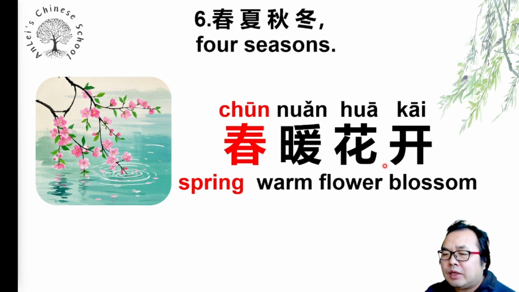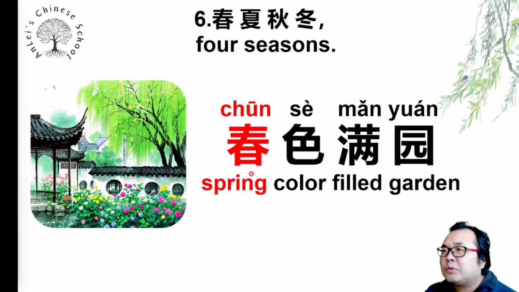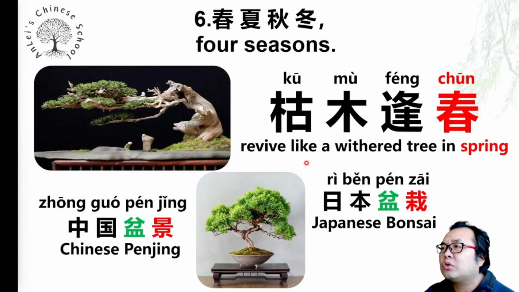In spring, the climate warms up and the flowers are in full blossom. 春色满园. The garden is filled with the beauty of spring. Literally, it is spring color fill the garden. 乌木逢春. Revive like a withered tree in spring. This one is 中国盆景, Chinese 盆景. 盆 means pot, 景 means view. This one is 日本盆栽, Japanese bonsai.